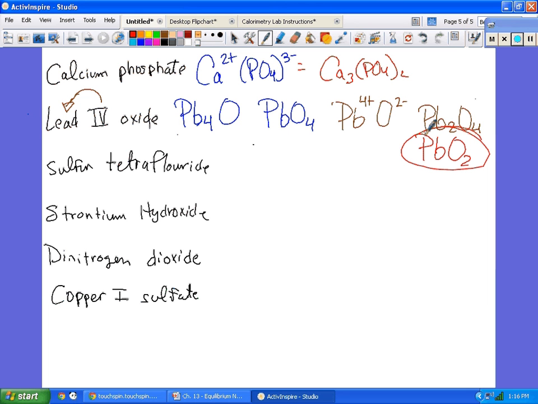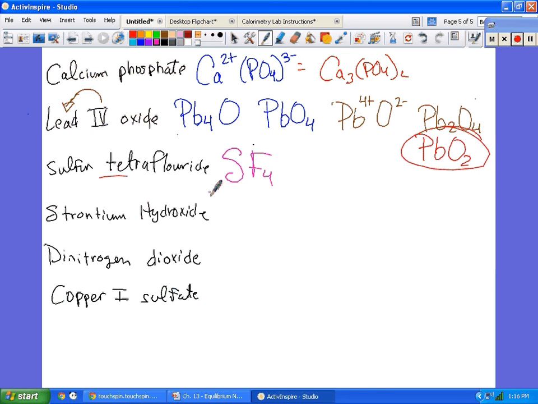Sulfur tetrafluoride. If you see a prefix, what do you do? Throw a party. Write what you see. Okay? How many sulfurs? How many fluorides? All right, very simple stuff. If you see a prefix, throw a party. The prefix party, I like that.